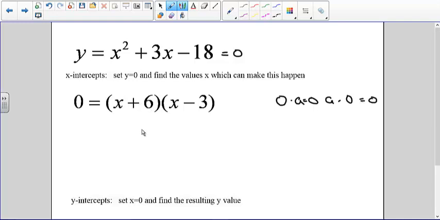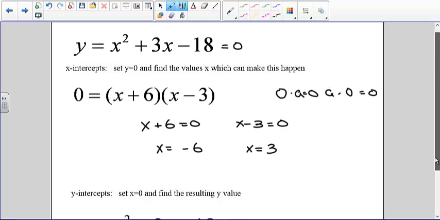So what you do is you say x plus 6 equals 0. For what values of x does this go to 0? You solve for x, you get negative 6. And then the second factor, if that's 0, then the product is 0. If you solve for x, you get 3. So those are the x-intercepts. There are 2 x-intercepts.